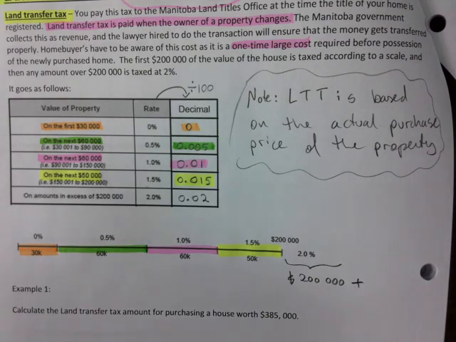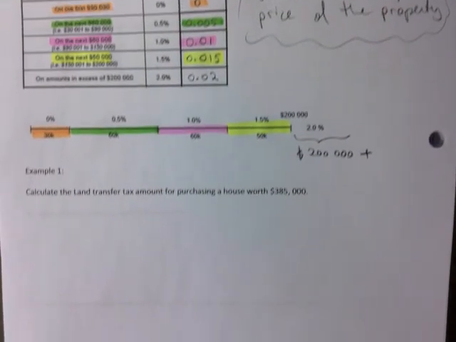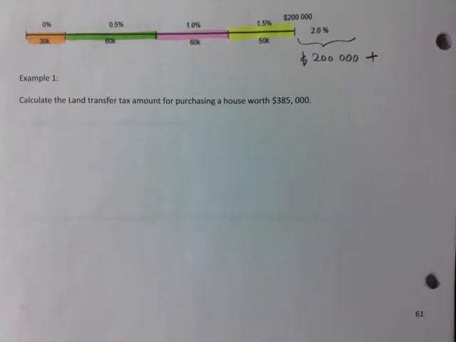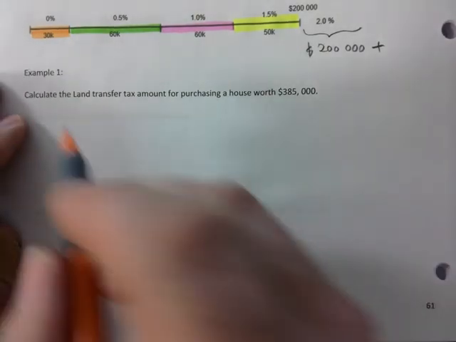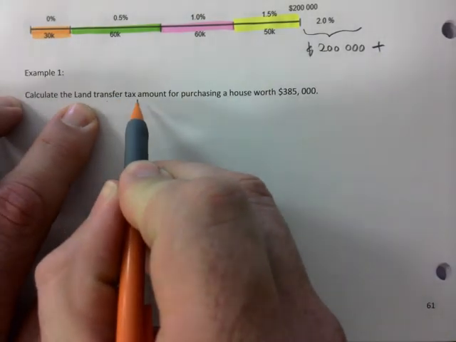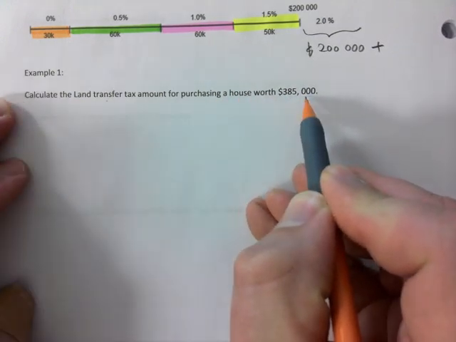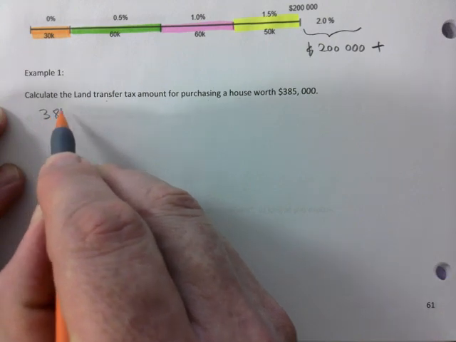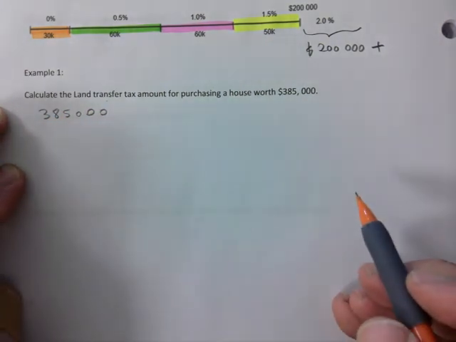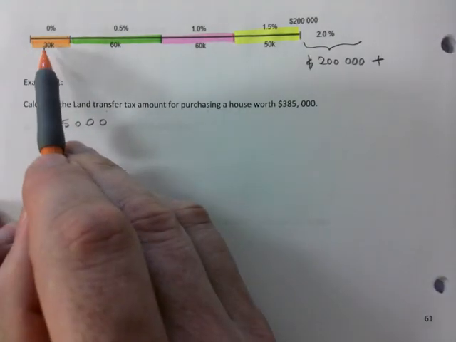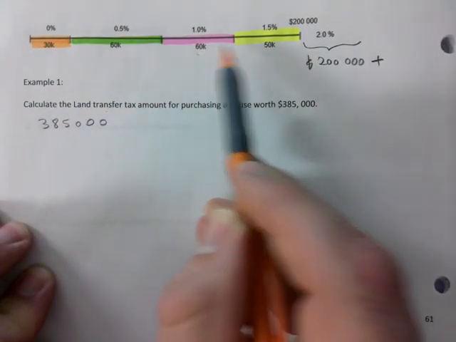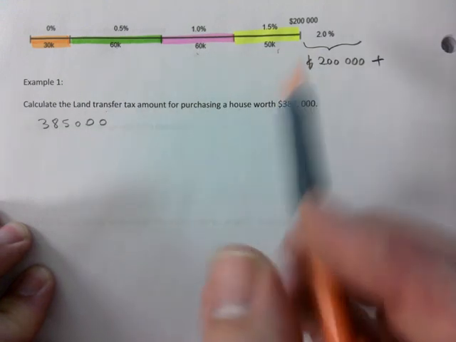But here's the calculation part of this, okay? So if you follow my format, you will get it right every single time. So here we go. You ready? I'm going to keep that bar on top there. It says calculate the land transfer tax when you purchase a house worth $385,000. So this is how you do it. You go 385 and you're going to subtract these amounts, 30,000, 60,000, 60,000, 50,000. That's the progression that I'm going to go with.